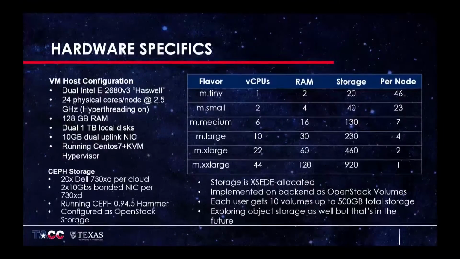So we have a couple of different flavors of environment that users can do. We have a very tiny one: if you only need 1 core and you're not doing a whole lot of processing, don't need a whole lot of RAM or storage, we can spin up to 46 of these on a single node. If you need a little bit more power, then we have different other flavors that you then engage to launch and run your job in the cloud environment. So, the storage is XSEDE allocated. When you request time or resources on the environment, you do have to request how much storage you need. And we do this with OpenStack volumes. We are looking at the object store environment, but again, this is kind of a work in progress still from our point of view.